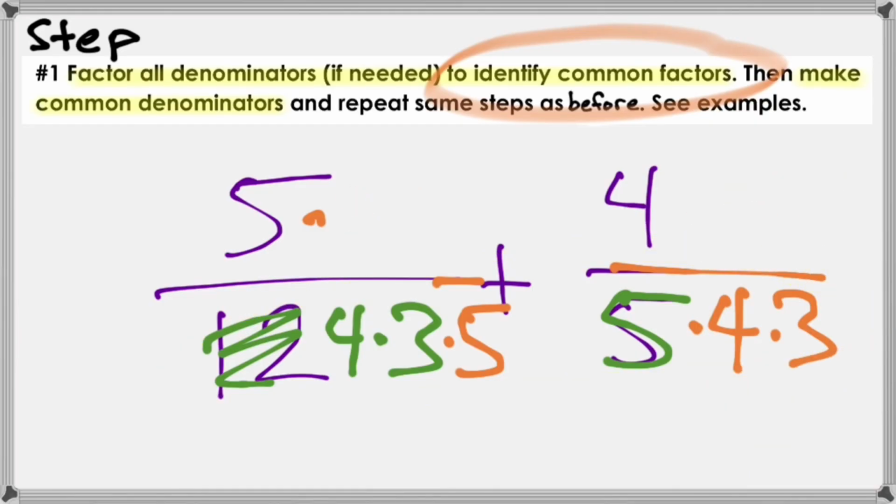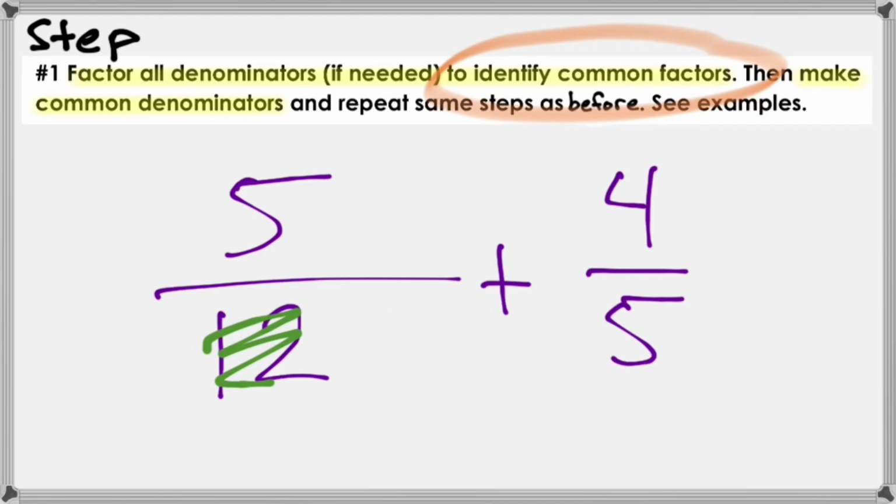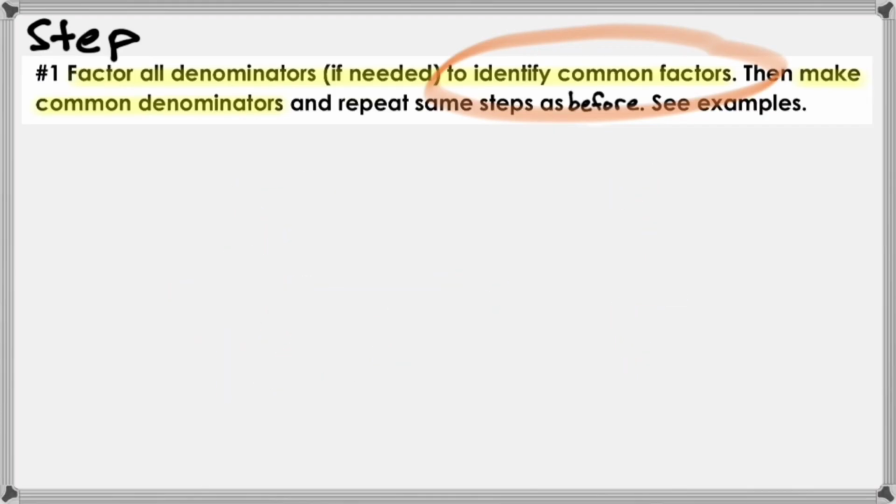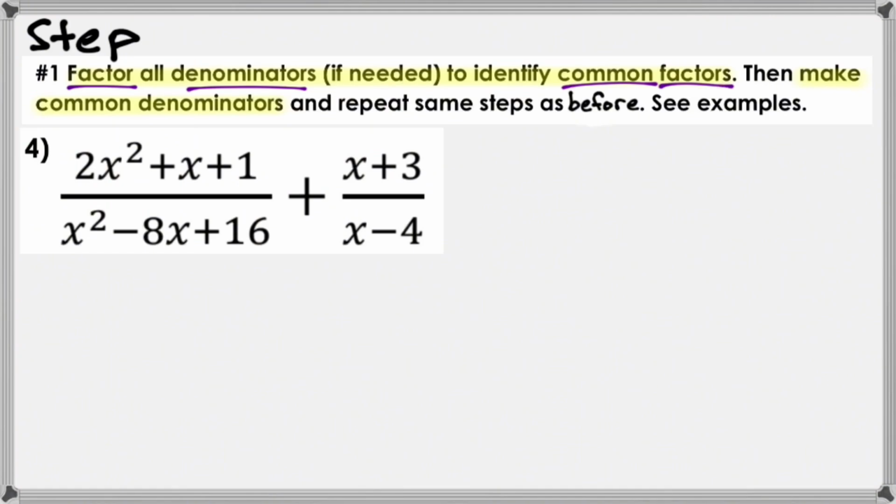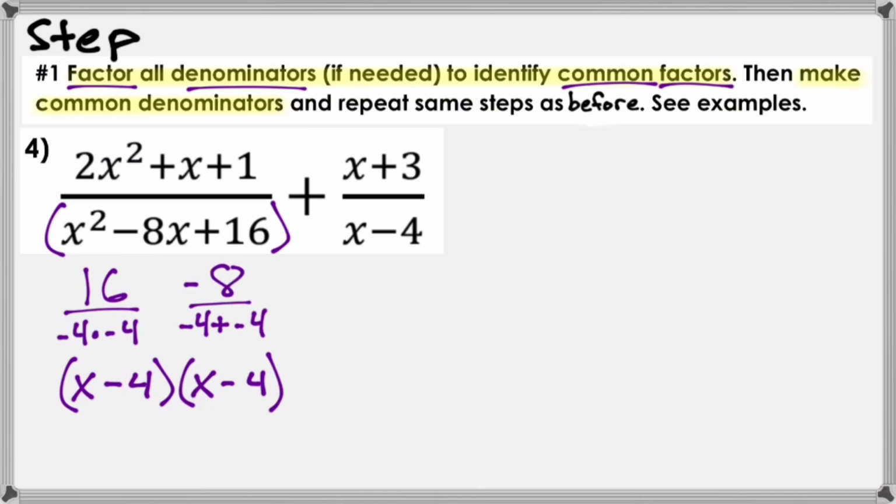So let's actually jump into an example now and see how to do all of that. Just clear the screen. All right, here we go. So here's your problem. Factor your denominators. Notice it says x squared minus 8x plus 16. You can factor that into x minus 4 times x minus 4. Here's what you need to now observe. The other expression only has an x minus 4 in the denominator. The first expression, after factoring it, now says x minus 4 and then another x minus 4.